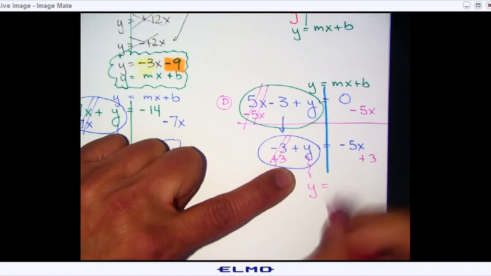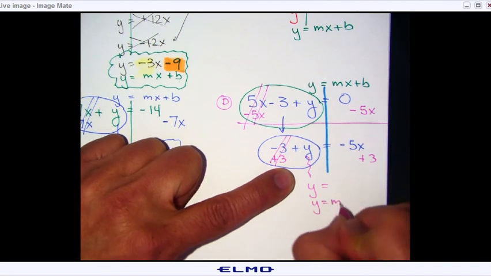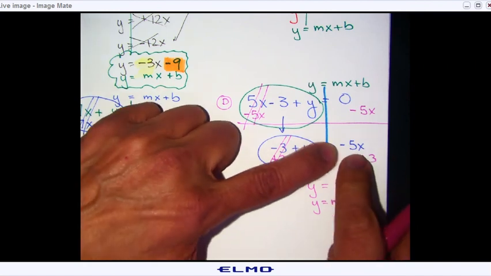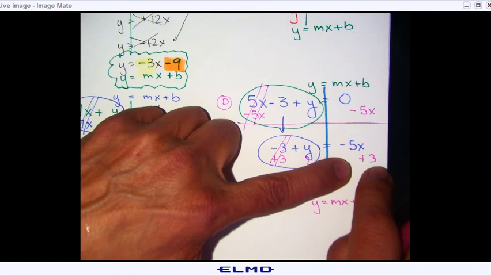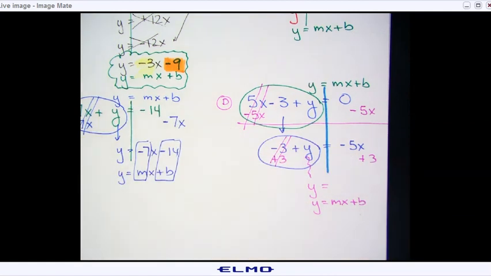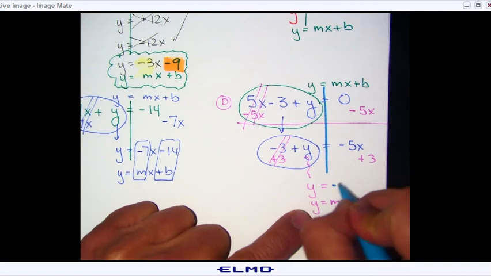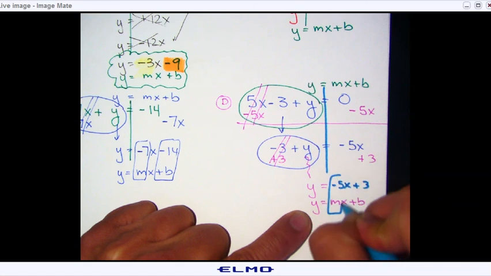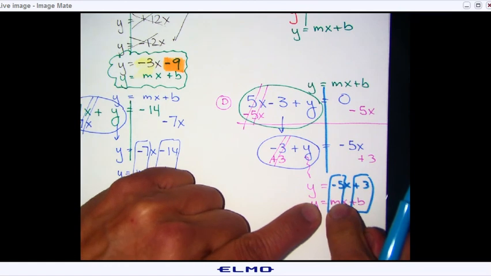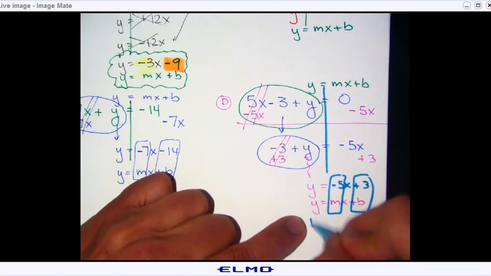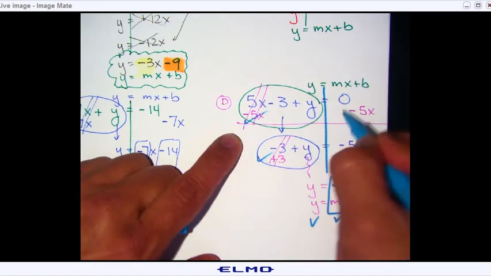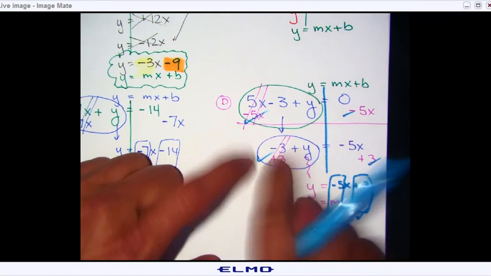Now remember, I want it in y equals mx plus b form. So which one goes first? The negative 5x or the 3 that doesn't have an x? Very good. The negative 5x goes first, and then the 3, because then you could graph it. There's your starting point, and there's your fall over run. So when I do that, I'm going to have 3 checks. You did it on one side, one side, one side, one side.